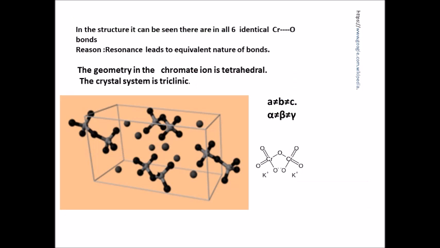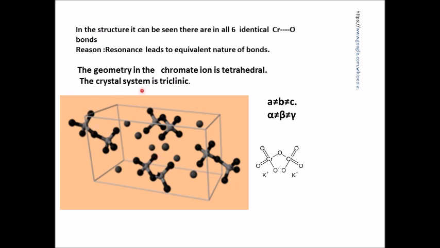In the next slide, you will see that the structure can be seen to have 6 identical Cr-O bonds. Obviously, we can predict that these bonds are mostly coordinate covalent type or simply covalent type because they are going to show resonance, and because of this resonance we are having equivalent nature of bonds.